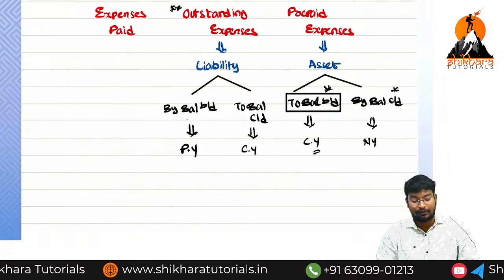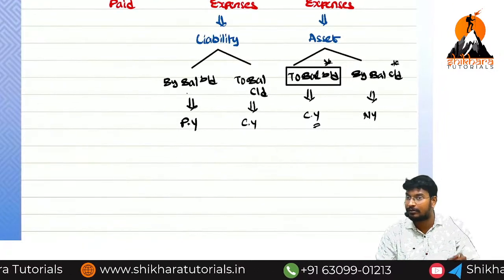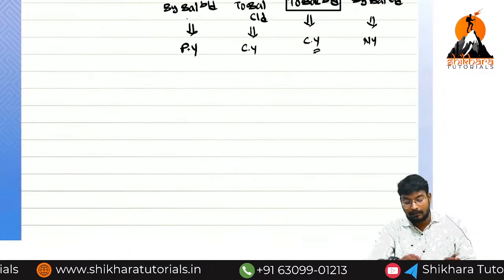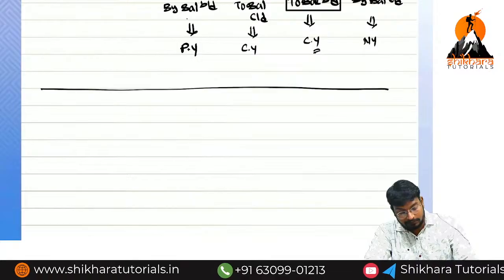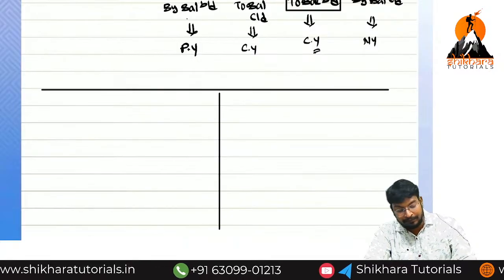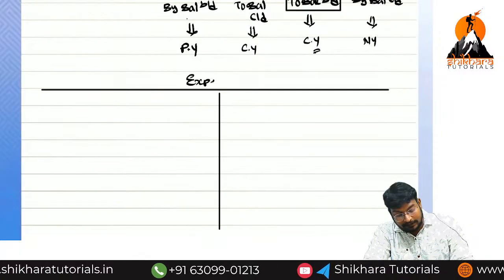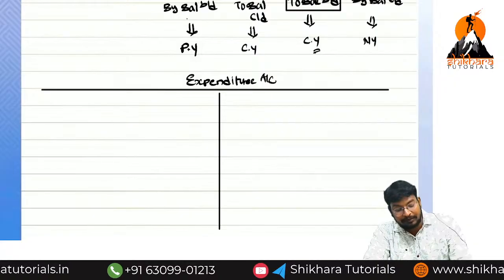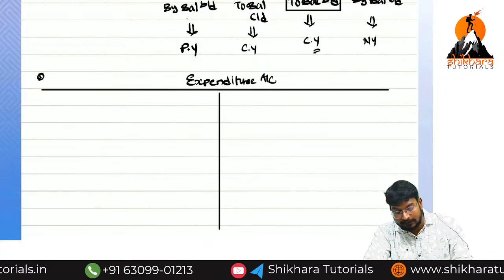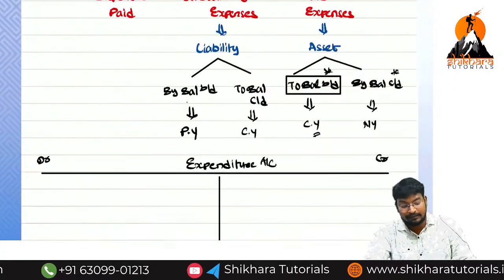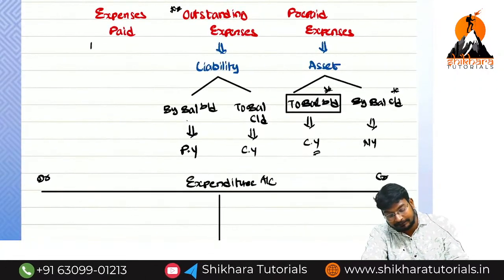So, even if you don't understand this concept, we can write it easily, no problem. Okay, now what do we need to prepare? We need to prepare the expenses account or expenditure account. Left hand side is called debit and right hand side is called credit. What is the entry for the expenses paid?